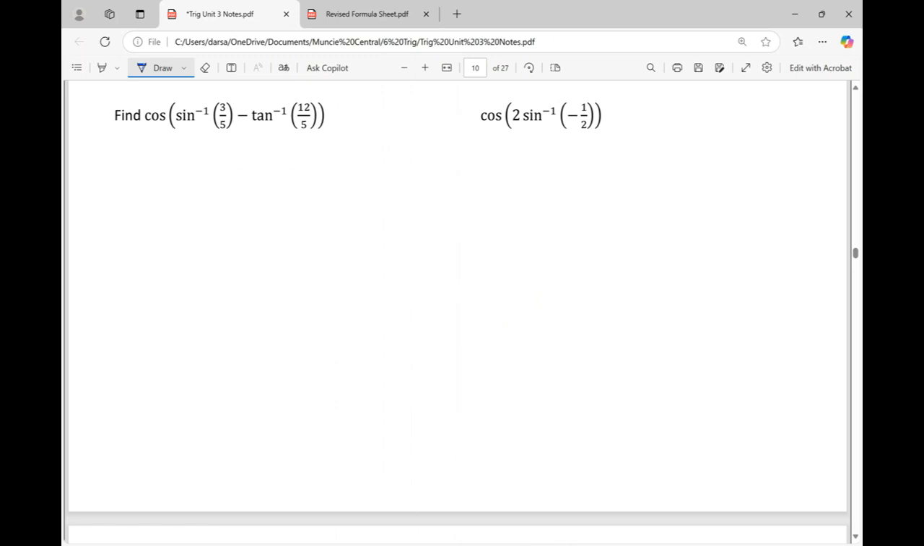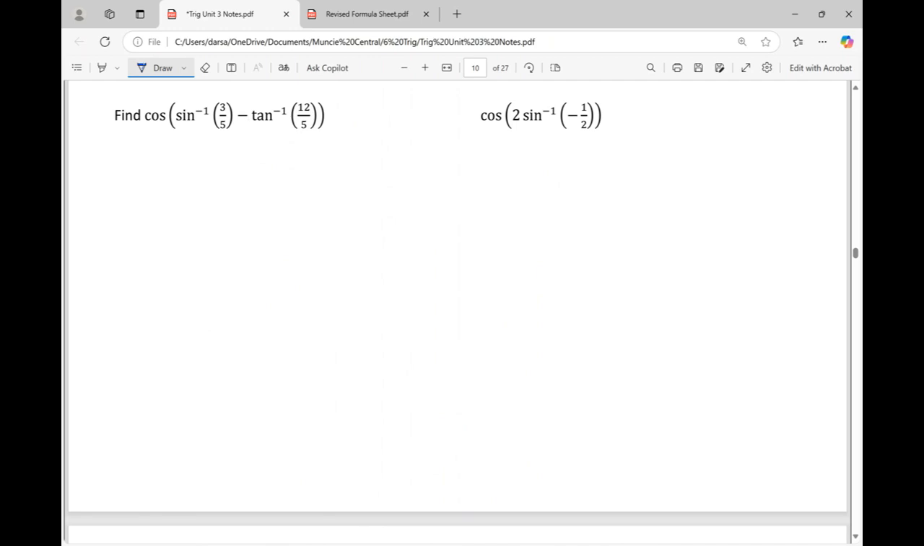We need to do cosine of sine inverse minus tangent inverse. And you may notice this is slightly different than some of the problems we've been doing because it has two inverse trigonometric functions in it. So we're going to have to draw ourselves two triangles for each of our inverse trigonometric functions.